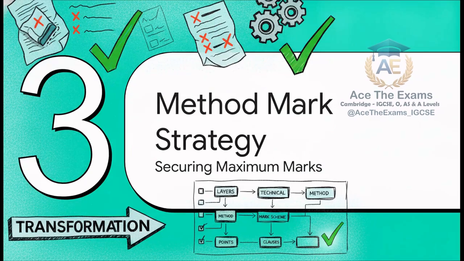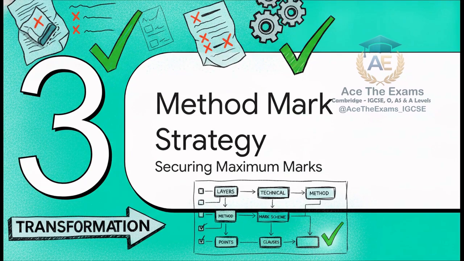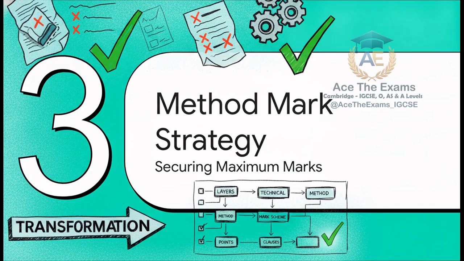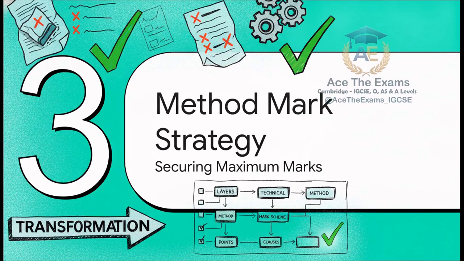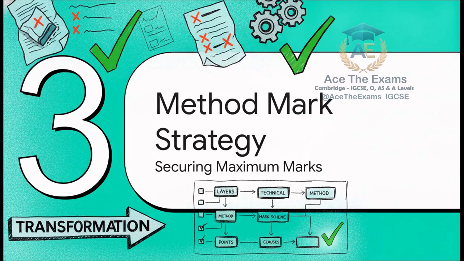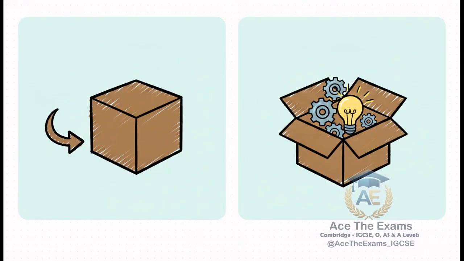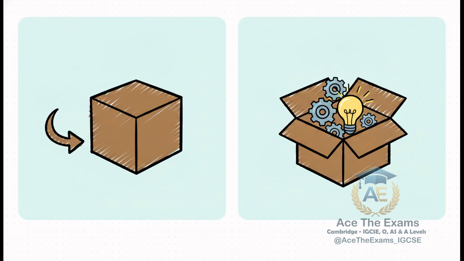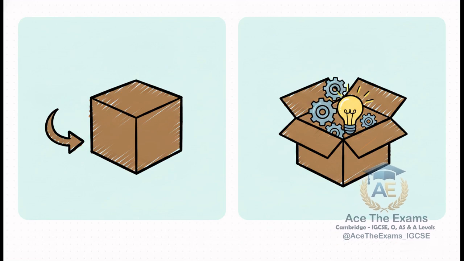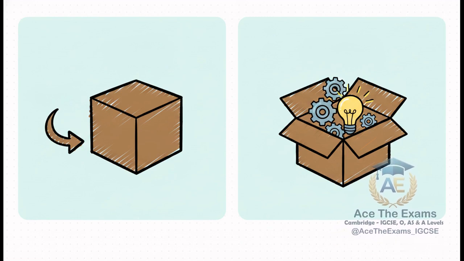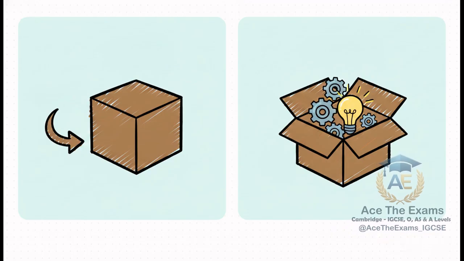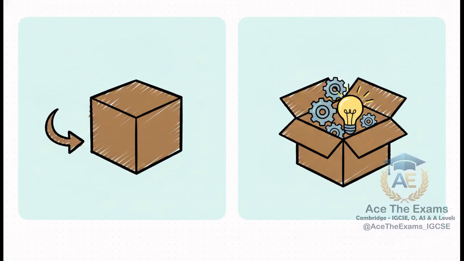Welcome back. Let's dive into Section 3, the Method Mark Strategy. It is time to look at the exact, surgical method to attack these questions. The ultimate secret to transforming those brutal red pen marks into beautiful green check marks is understanding exactly what the examiner is permitted to give you points for. You have to remember, they are bound by a highly rigid, highly specific mark scheme.